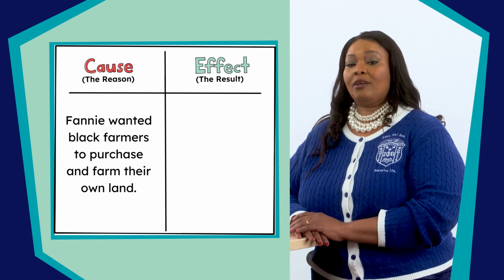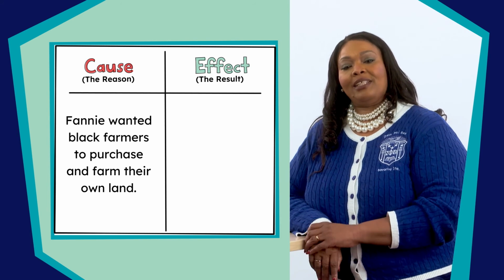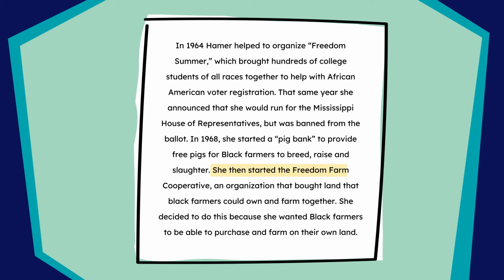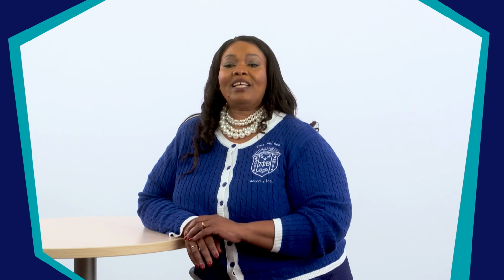This is a little tricky. Let's read the last two sentences to find the effect. She then started the Freedom Farm Cooperative, an organization that bought land that Black farmers could own and farm together. She decided to do this because she wanted Black farmers to be able to purchase and farm their own land. So, what was the effect of Fannie wanting Black farmers to be able to purchase and farm their own land?